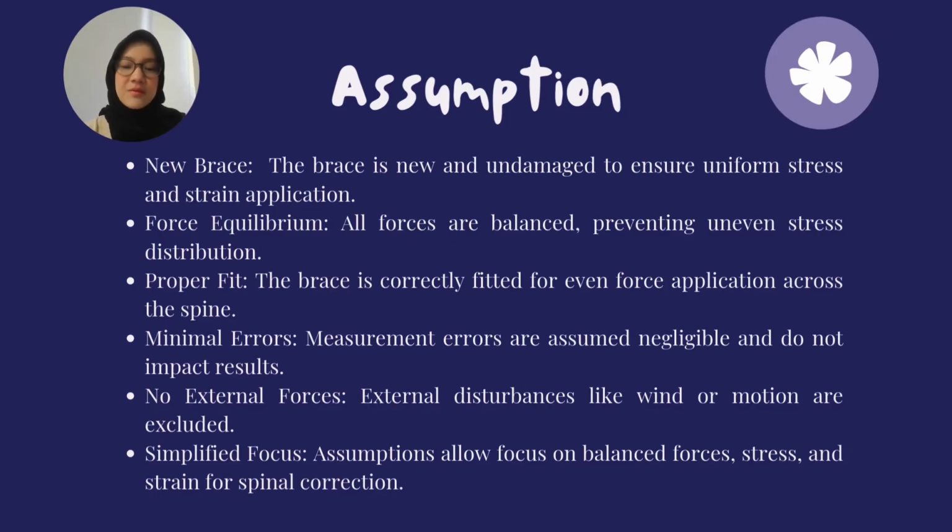Our experiment relies on several key assumptions. First, we assume that the brace is new and undamaged, ensuring uniform stress and strain. Second, force equilibrium is maintained, with all forces balanced to prevent uneven stress. And the third one, the brace is properly fitted, allowing even force distribution across the spine. We also assume minimal measurement errors, which won't significantly impact the results. And additionally, there are no external forces like wind or motion disrupting the system. Finally, this assumption simplifies the experiment, focusing on balanced forces, stress, and strain for effective spinal correction.